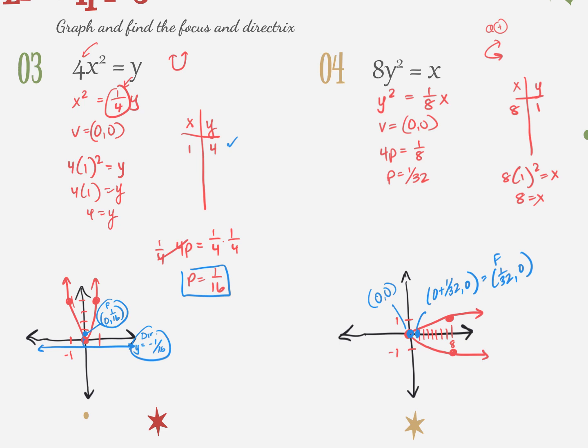I know my directrix, I'm going to have to go back 1/32. So again, my directrix is going to be the line x equals, the 0 where it's located minus 1/32, or just negative 1/32. So again, that's going to be, let's say here, and it's going to be the line of x equals negative 1/32. So again, I know it looks weird. It's kind of hard to do these numbers, but that's going to be your answer.